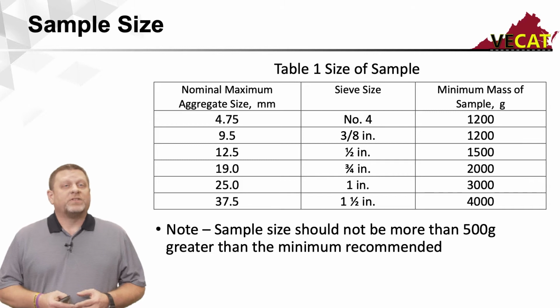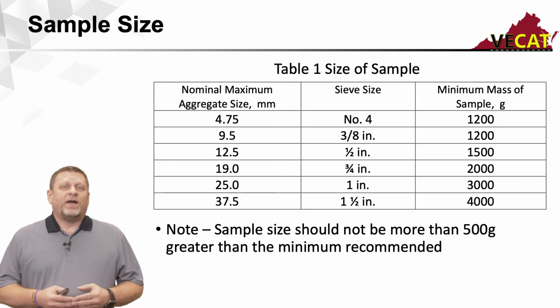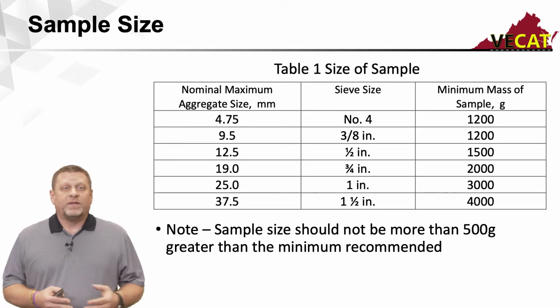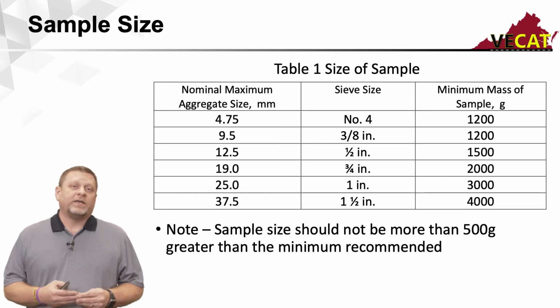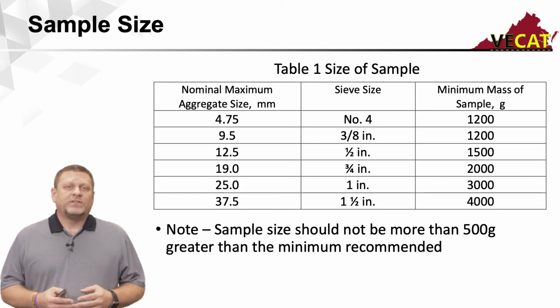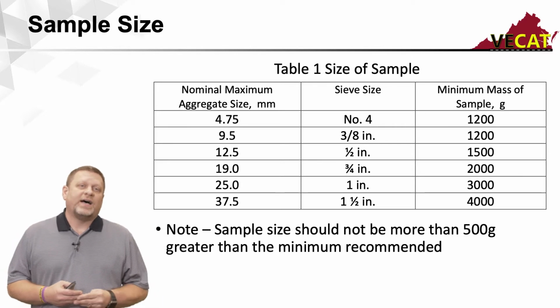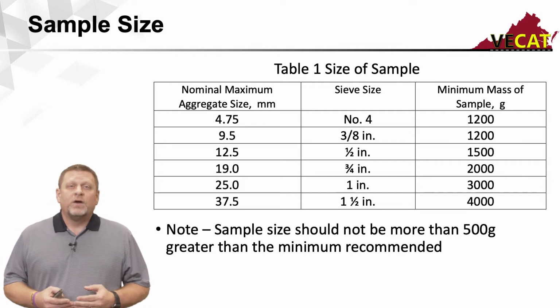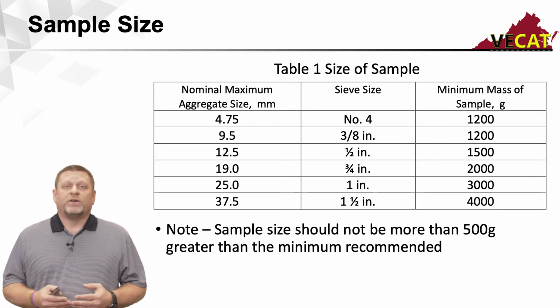When it comes to sample size, this table can be found in VTM 102. What you have here is a table based on your nominal maximum aggregate size, going from a 4.75 millimeter down to a 37.5 millimeter, a very large aggregate base mix. And notice, depending on the gradation size, you have different sample sizes that are required. For our smaller samples, like our 4.75 and our 9.5 millimeter mixes, our surface mixes, we can have samples down to a minimum of 1,200 grams.